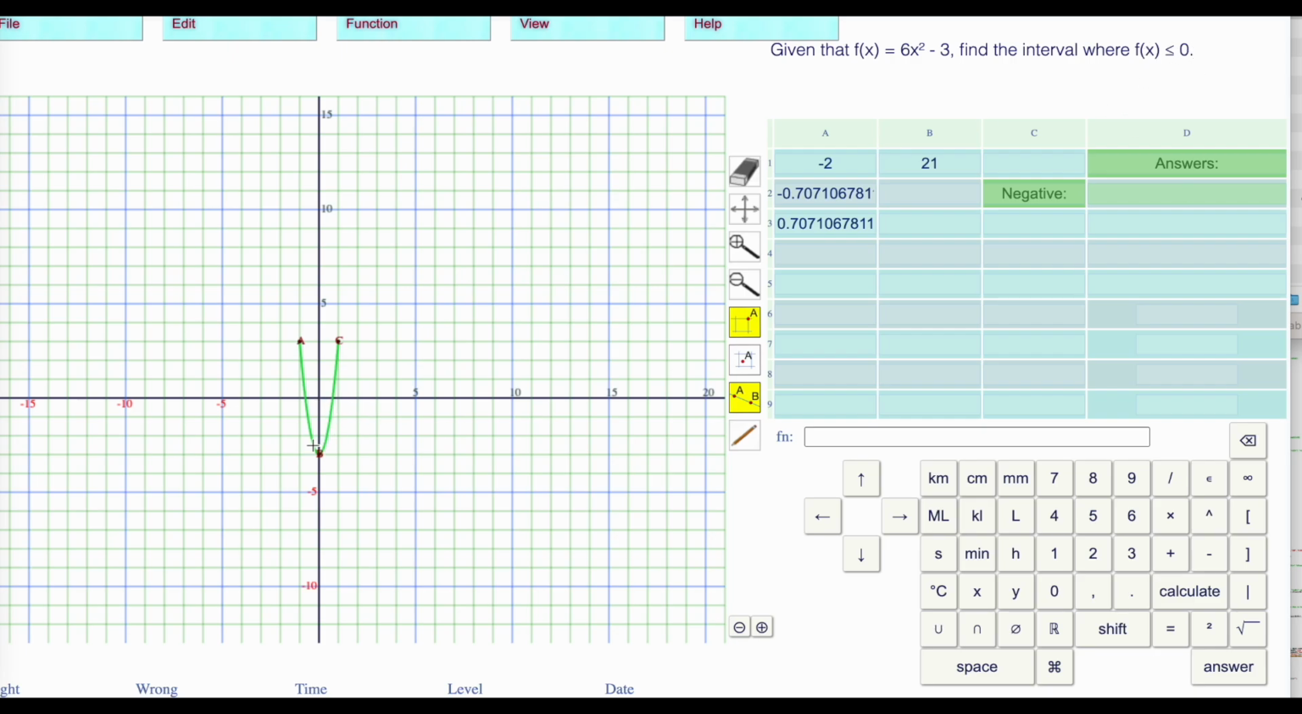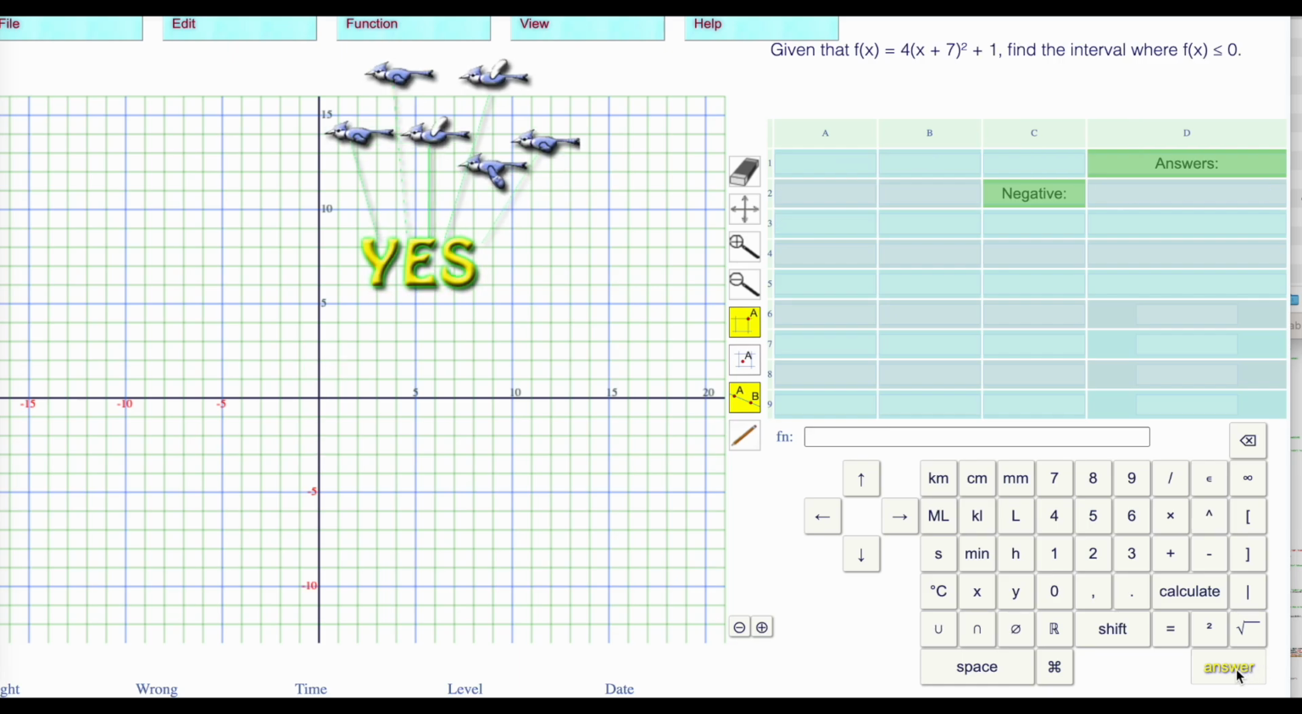The function is below the x-axis when x is between negative 0.707106781 and positive 0.707106781, when x is a member of the open bracket, negative 0.707106 to 6 decimal places, positive 0.707106, the closed bracket. That is our solution. Then we press answer to see if we're right.